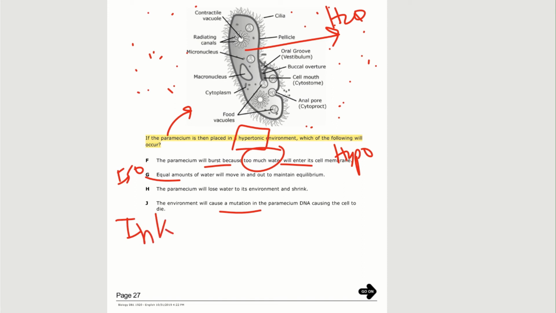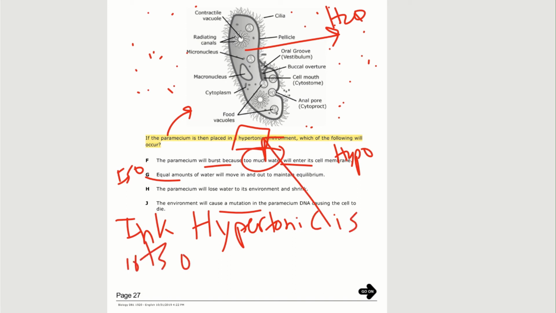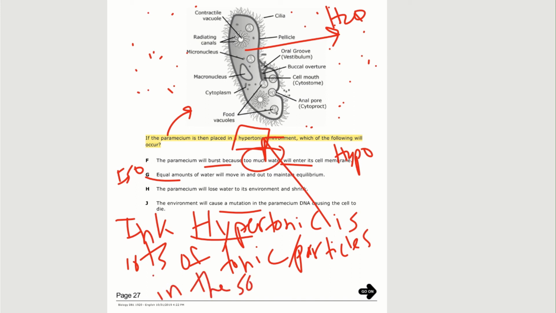I now know hypertonic, which is what it said up here, right? Is lots of tonic. Hyper is high, hypo is low. Lots of tonic or particles. Where? In the cell? No. In the solution or in the environment. I did say that, I think. Okay.